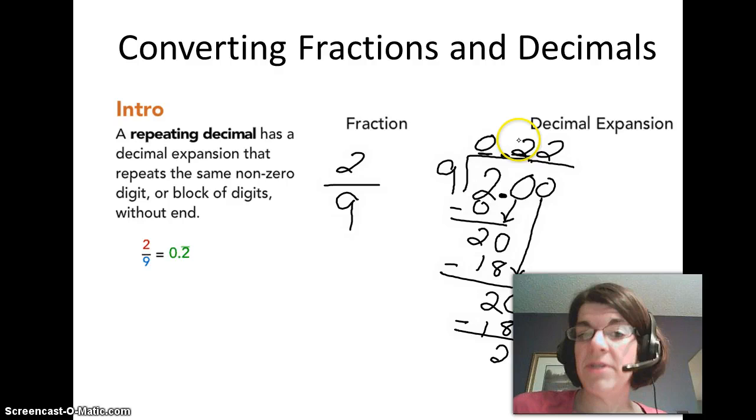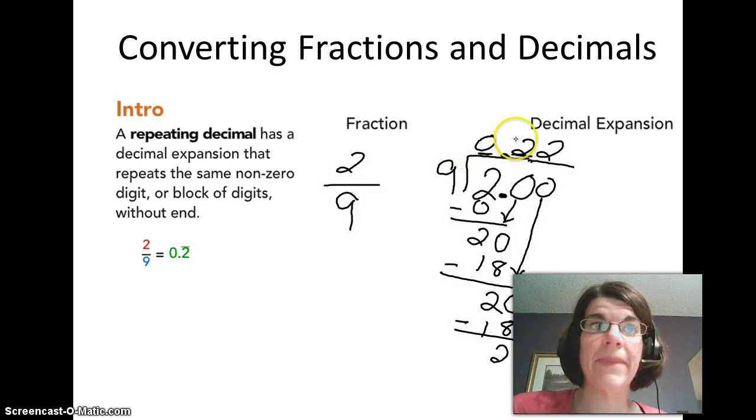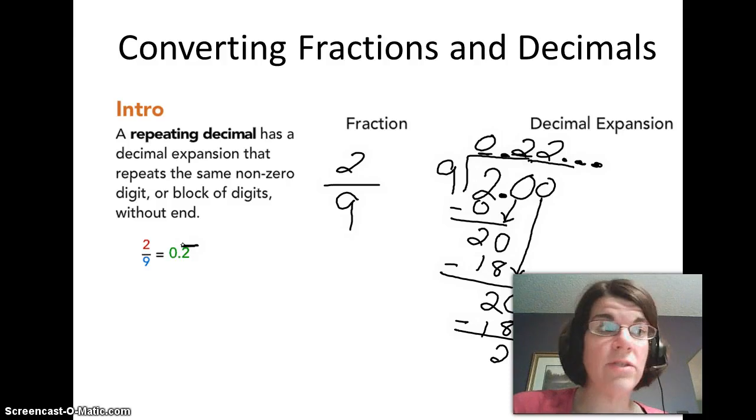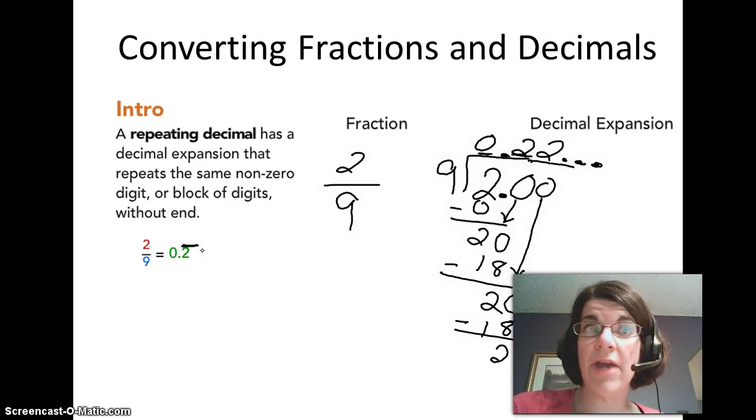So we stop the division once we find a pattern, and I've seen a couple different things. You can put dots to show that it's repeating and goes on, or most of the time you'll see this line that we put over the piece that repeats. Now it might be more than one number. In this case it's just the 2 that repeats, so we only put the line over the 2, not the 0. Okay, so that's how you change a fraction to a decimal.